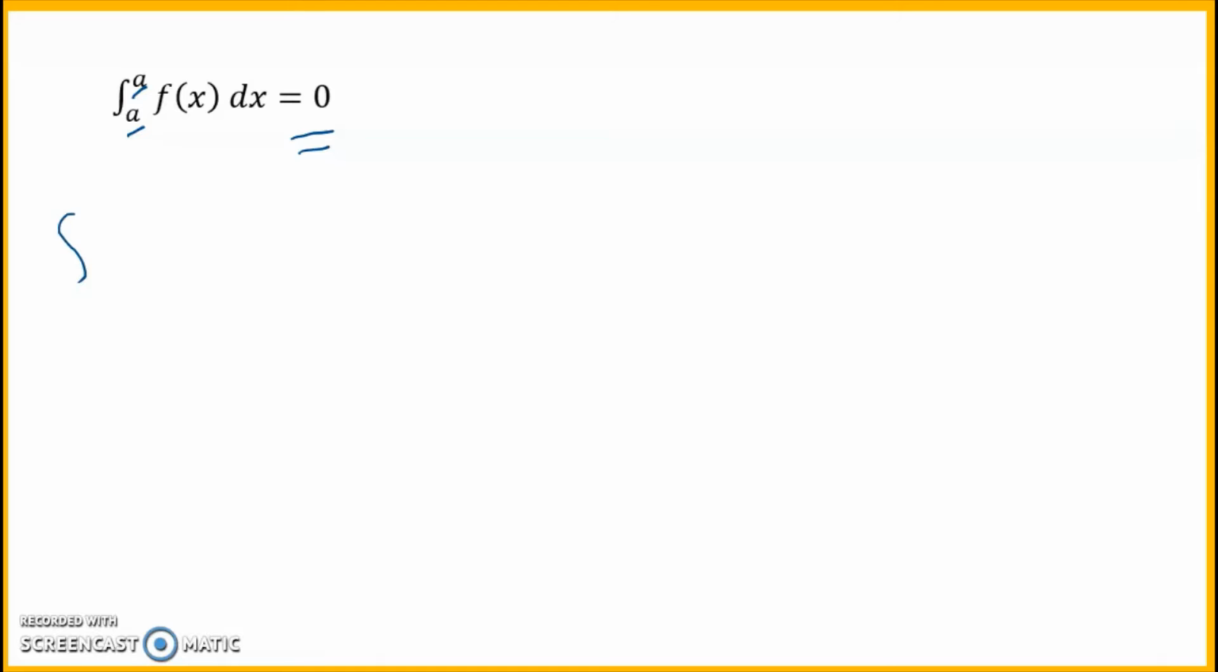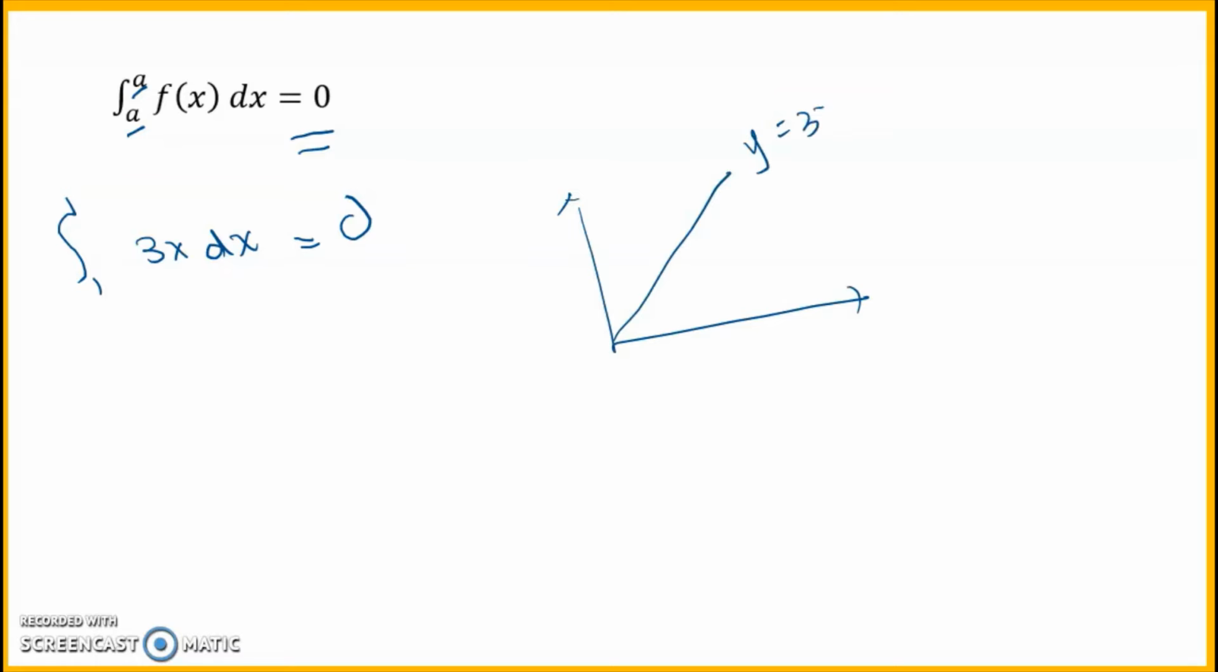So for example, integrate 3x from 1 to 1 will return 0 because the upper and lower limits are the same. So we may say there is no region under the graph of 3x. Let's say this is y equal to 3x, or f(x) equal to 3x, and let's say it is from 1 to 1. In this case, there is no graph between the interval 1 to 1.